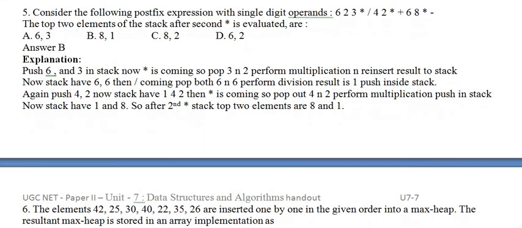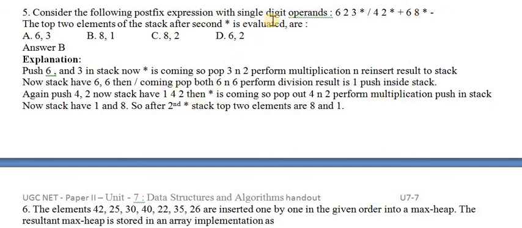Okay, so the next one is: consider the postfix expression with single digit operands, the top two elements of the stack after the second multiplication. So if you look at this postfix expression, it is 6 2 3 star division 4 2 star plus 6 8 star minus. Okay, so now what happened?